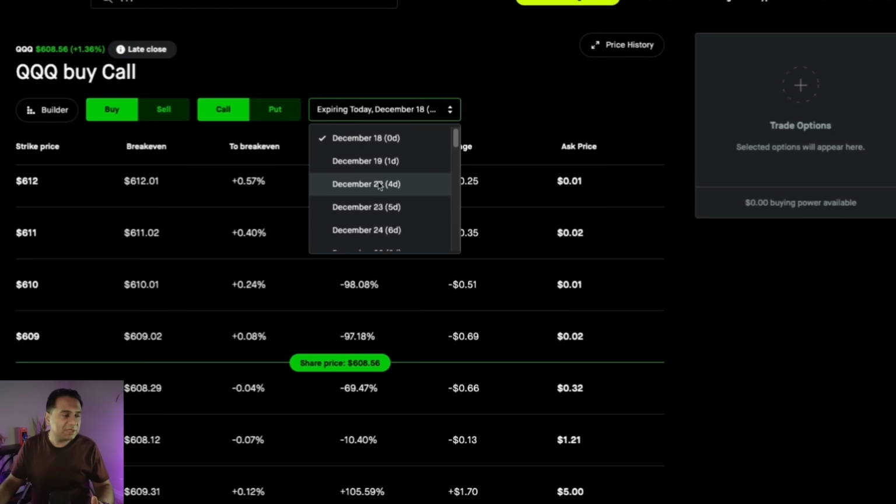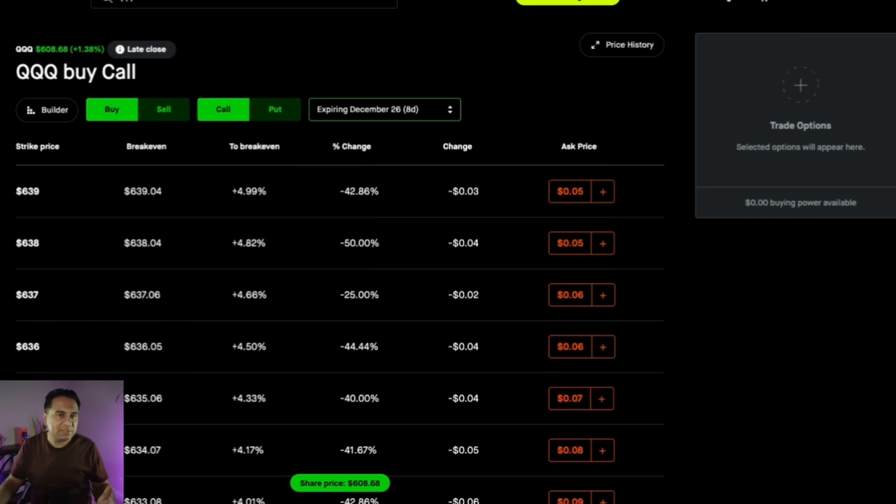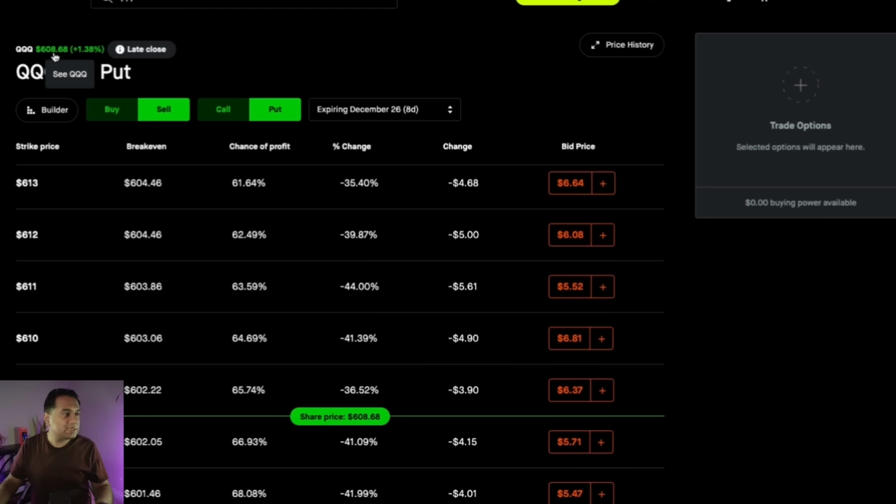Now, for this strategy, since we're looking to generate weekly income with the QQQ, I'm going to go out 1 week to next Friday. Next Friday is December the 26th. Now it says 8 days, but I'm recording this after hours, so it's technically 7 days. So as you can see, QQQ ended the day at around 608.